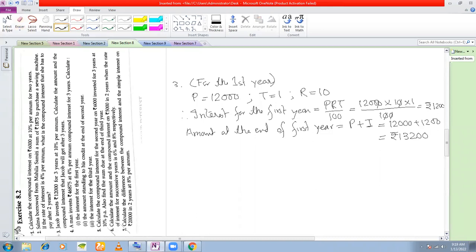Now we'll calculate for the second year. For the second year, principal becomes the amount for last year, right? What is the amount for the last year? 13,200. So for the second year, this becomes the principal. Time is 1 year because we are only calculating for the second year. Rate is again 10%. Interest for the second year.